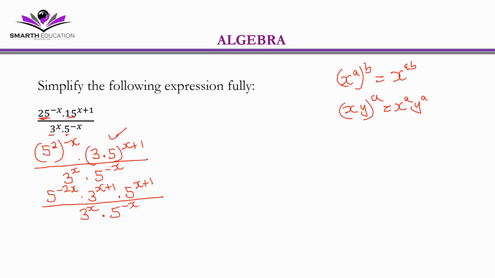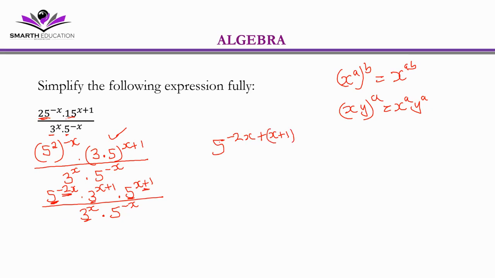We can do it differently here, but what we can do, we can deal with the powers with base of 5, and then the powers with base of 3 there. When multiplying powers with the same base, we add the exponents, isn't it? So let's start with base 5. So it's going to be 5 to the power negative 2x plus x plus 1. This one plus this one.